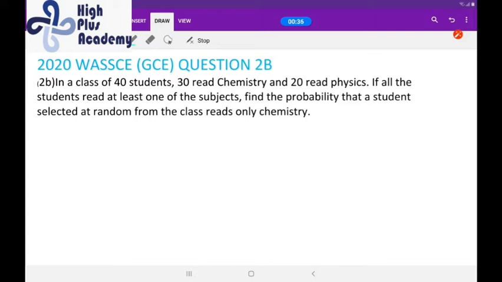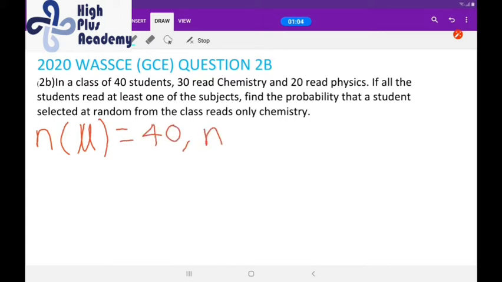Now, anytime you come across a question like this, the first thing to do is to analyze it. Which topic are we dealing with? We have two topics here, Venn diagram and probability. Now, let's get started. Let's bring out what we are given. In a class of 40 students, that means the universal set, those that read all the papers, is 40.